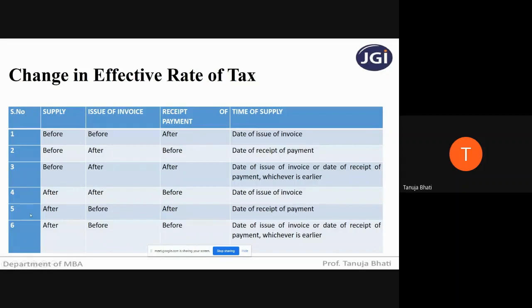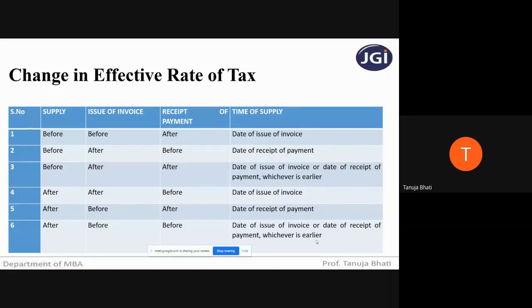In the fifth case, if the supply is after the change in the effective rate of tax, and if the issue of invoice is before, receipt of payment is after, then it will be the date of receipt of payment. And in the sixth case, if the supply is afterwards, issue of invoice is before, and receipt of payment is also before the change in the rate of tax, then it will be the date of issue of invoice or the date of receipt of payment, whichever is earlier.